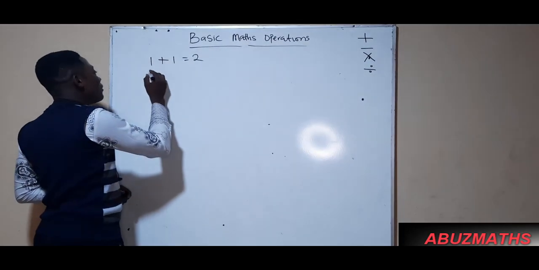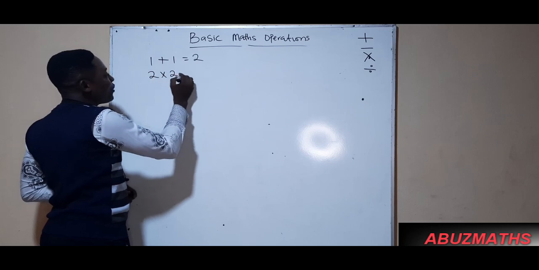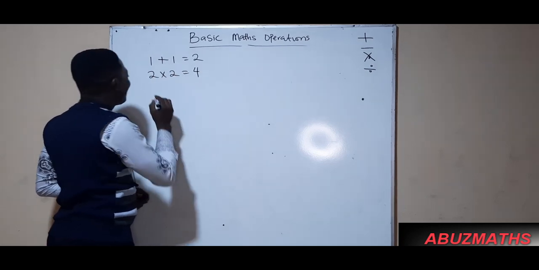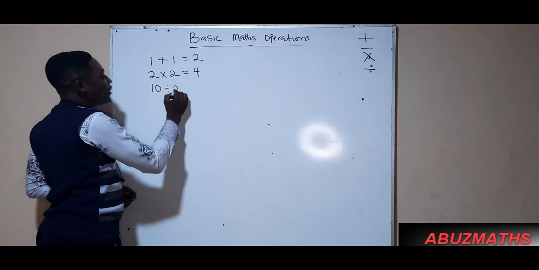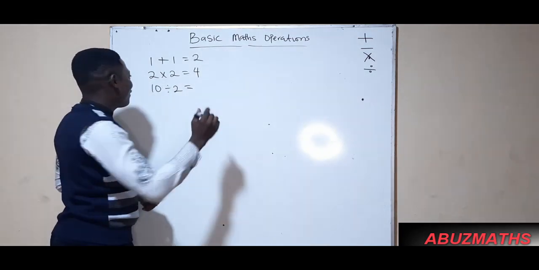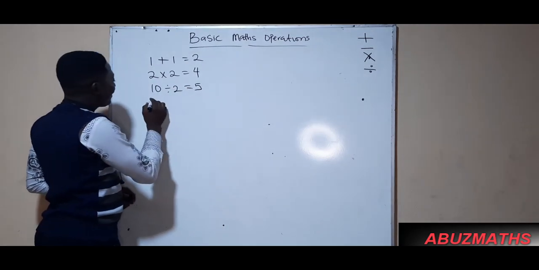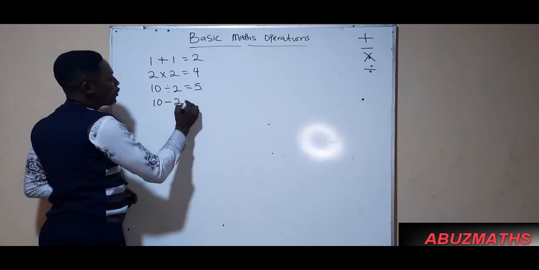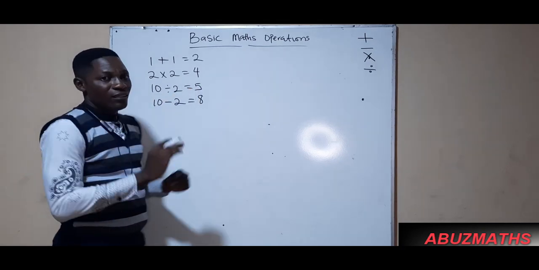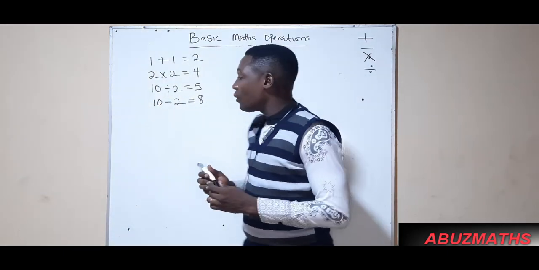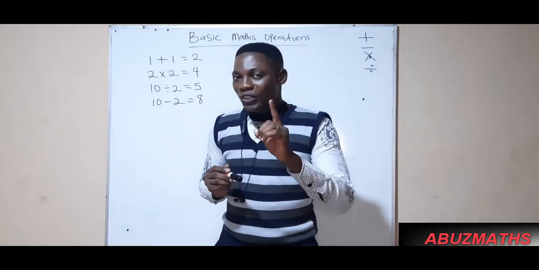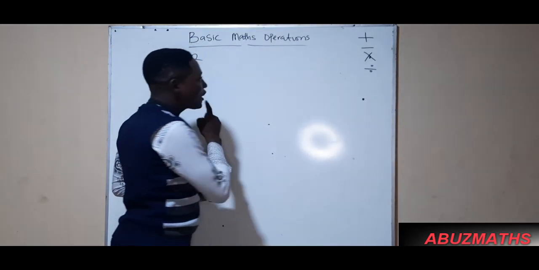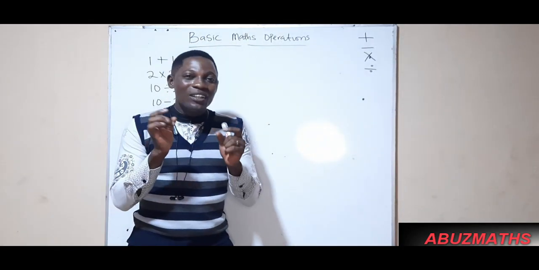Alright, we have 2 times 2 is equal to 4. 10 divided by 2 is what? Correct, 5. And what are we going to do? Okay, subtraction, so we do 10 minus 2 is 8. Simple when working with whole numbers. But when working with fractions, it becomes a little glitchy.